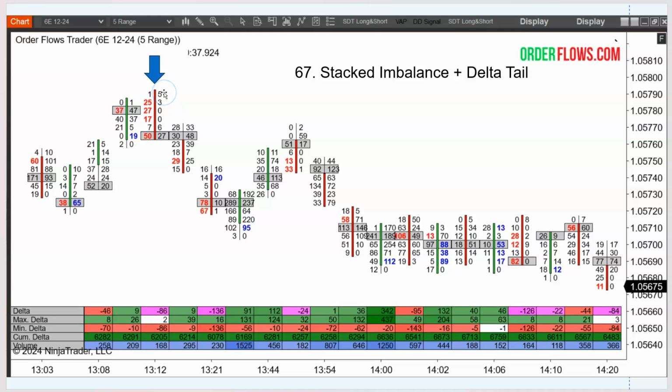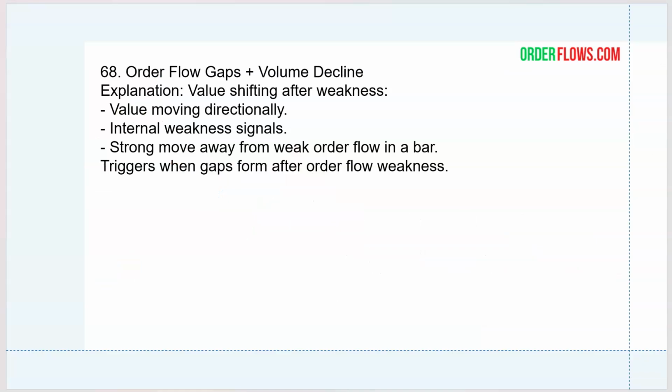Okay, so positive delta at the top of the red candle, then all negative delta here: 25 against 3, 27 against 0, 17 against 0, 7 against 6, 50 against 27. So it's all negative delta at price in this bar. Okay, you see a nice little move down.